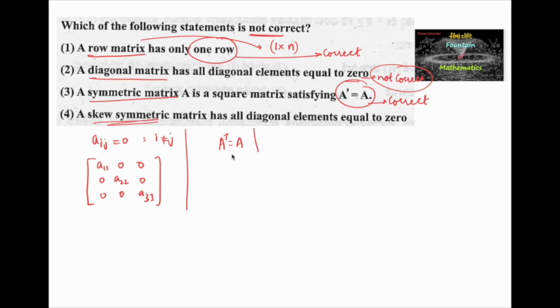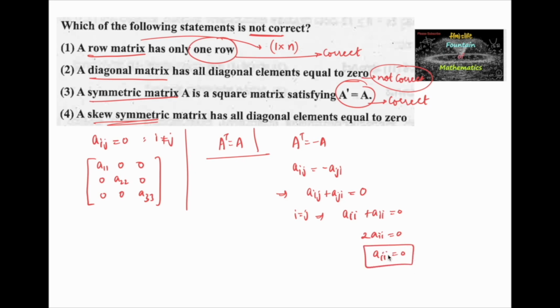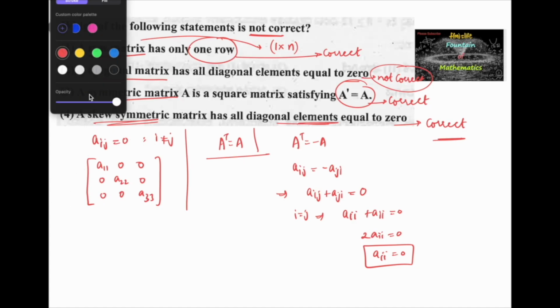And a skew symmetric matrix: A transpose is equal to negative A, or we can say Aij is equal to minus Aji. So Aij plus Aji should be equal to 0, and when i is equal to j, I can write Aii plus Aii, that is 2 times Aii, should be equal to 0. Whenever i is equal to j, the element should be equal to 0, that is all the diagonal elements are equal to 0, so we can say this is correct. So among the 4 options, the second option is not correct, so we can go with answer 2.